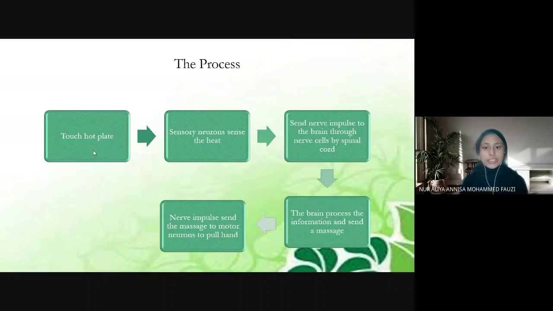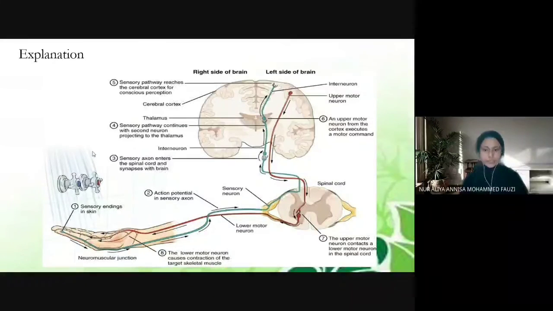To understand in detail, you can see this diagram. So what we want to sense is whether the water is cold or hot. You can see the blue color is the sensory neuron, and when it senses the water, it will send a message or an impulse to the brain, and the brain will process. So you can see these are nerve cells, and this is the spinal cord.